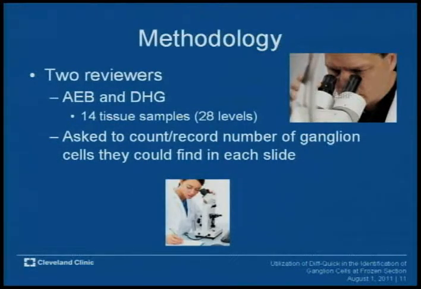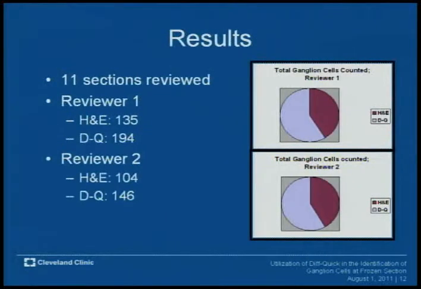The tissue samples were submitted to be reviewed by Dr. Bennett and Dr. Gonzalo. 14 total samples were submitted, however, only 11 of these samples were used due to deficient staining in 3 of the sections. The reviewers were asked to count and record the number of ganglion cells they could find in each stain.